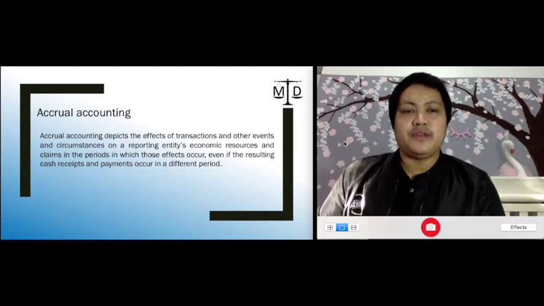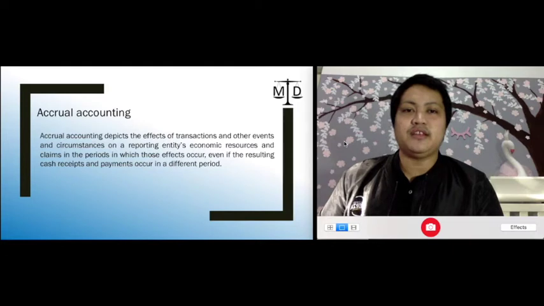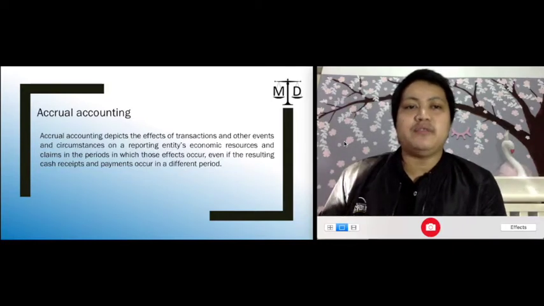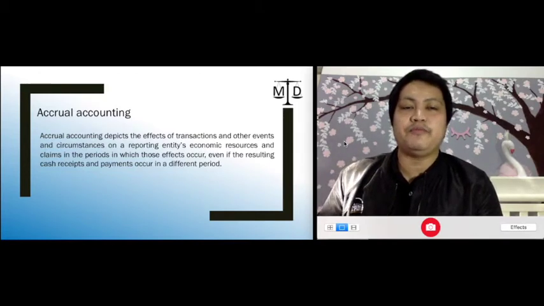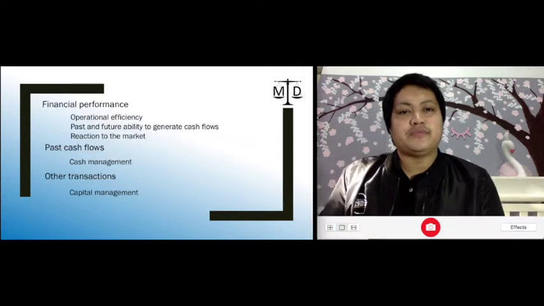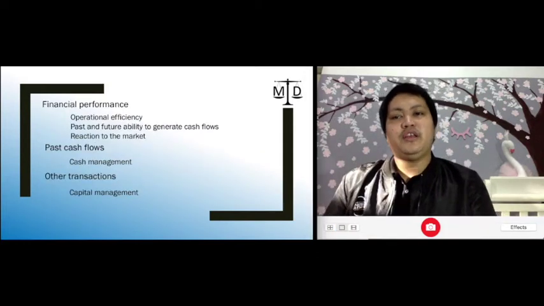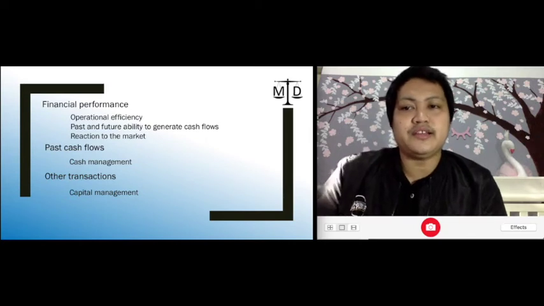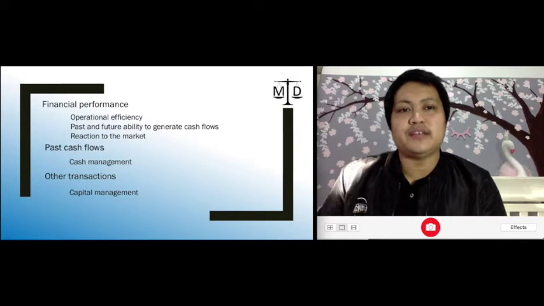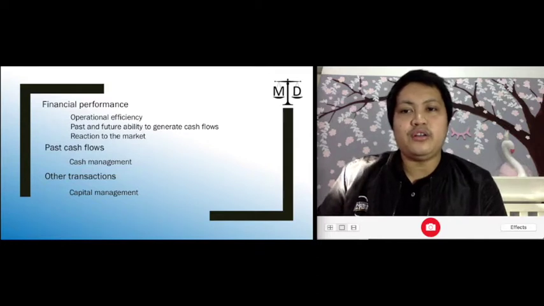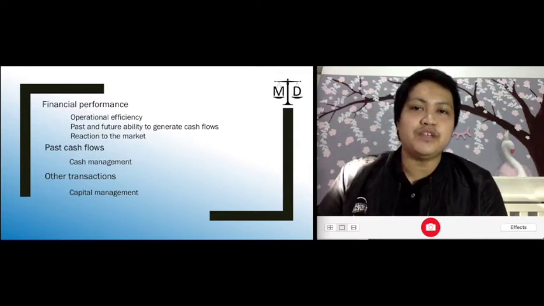The reason accrual accounting is more relevant is also that information based on accrual accounting is more difficult to manipulate compared to cash basis accounting. Reports based on accrual accounting are a better basis for assessing the returns on the entity and its future financial performance. In addition, information on the entity's financial performance would tell us about its operational efficiency, how well it uses its assets, how well it settles its liabilities, and it also gives us an idea of the entity's past and future ability to generate cash flows.